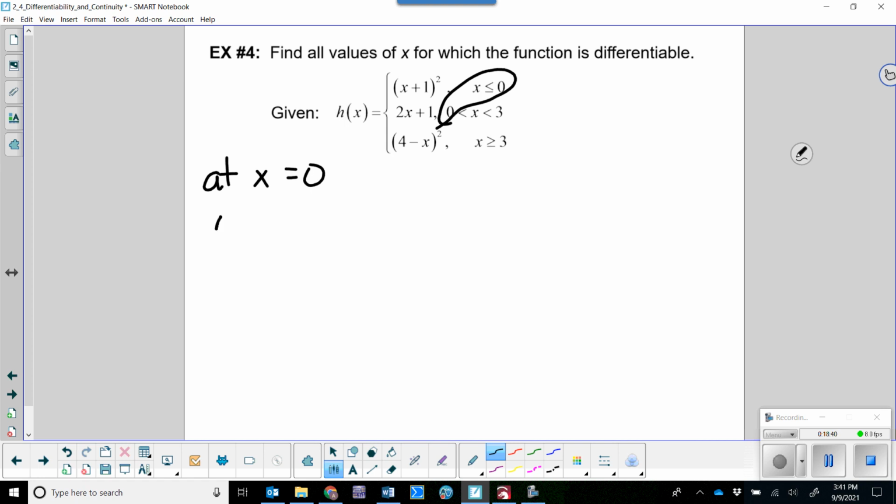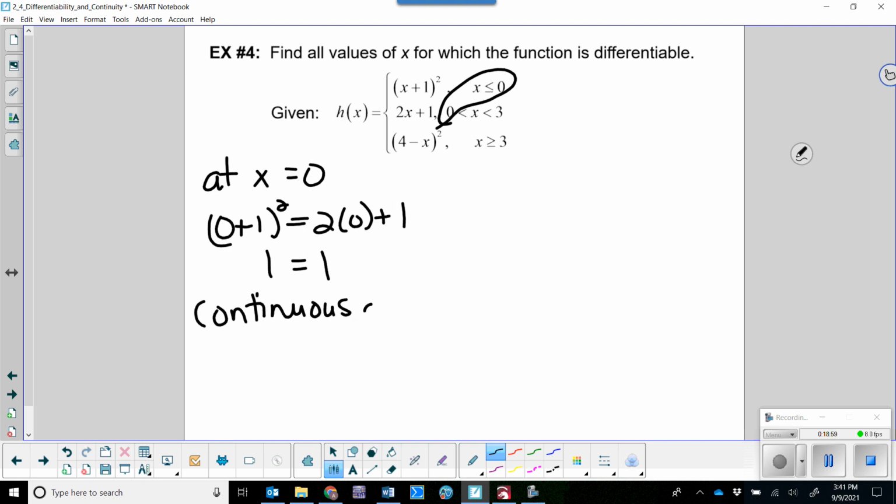So at x equals 0, you would have 0 plus 1 squared is supposed to equal 2 times 0 plus 1. So 1 equals 1. That's true. So we know for sure at least it's continuous at x equals 0. That is a true statement.